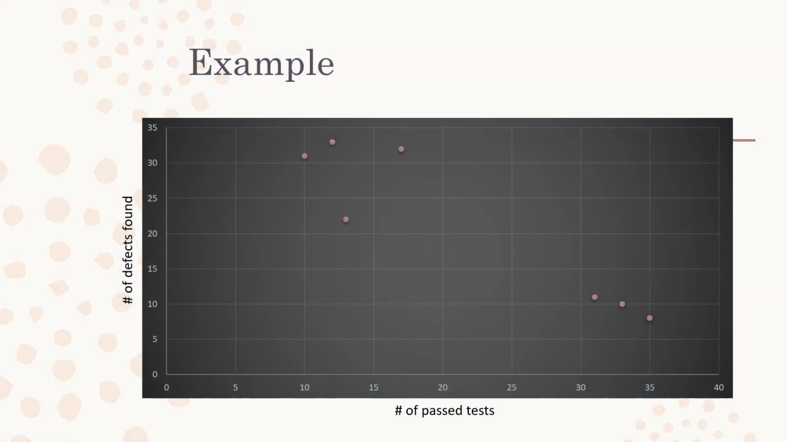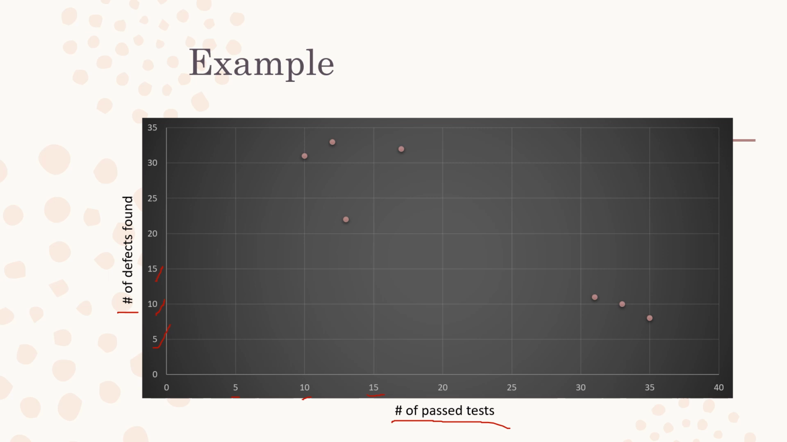So there you have it. This is an example of a scatter diagram. On the vertical axis, you see number of defects found. So you have these entries 5, 10, 15. All these are the number of defects that are found. On the horizontal axis, you have number of passed test cases, or the number of passed tests. So 5, 10. These are the entries for the number of passed test cases.